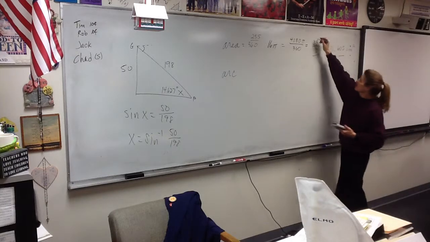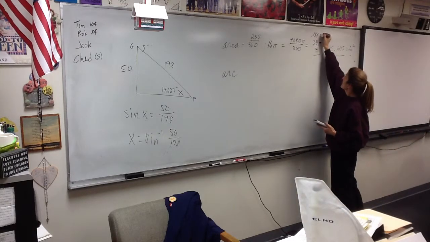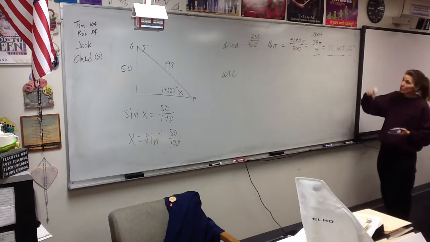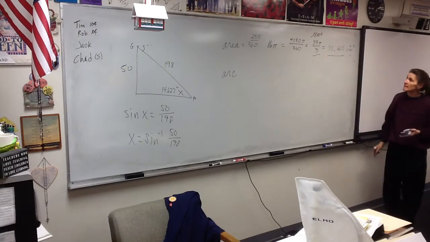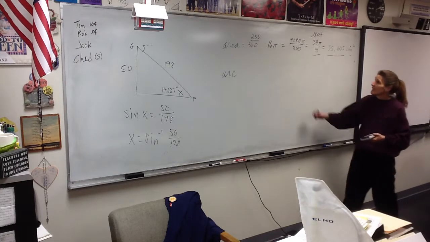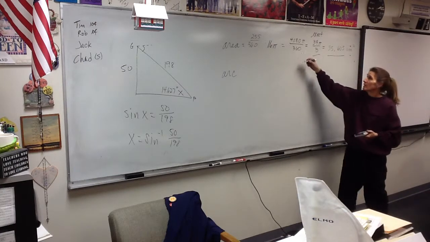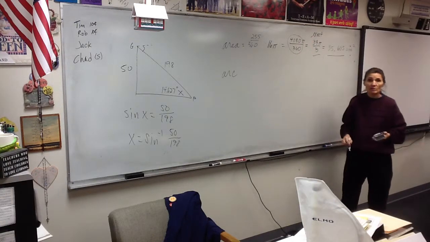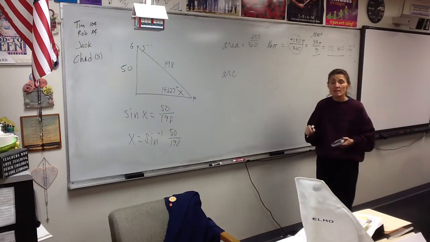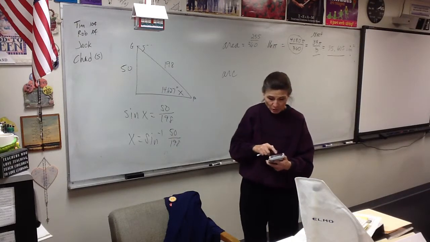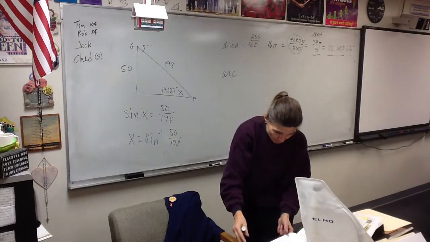This is the exact answer, but it doesn't say find the exact answer. It just says find the answer, and you do have a calculator, so you can get the decimal if you want. Again, to reduce this fraction, I just typed it into my calculator and then hit math and chose the fraction option, which is the first option, and it reduced the fraction for me.